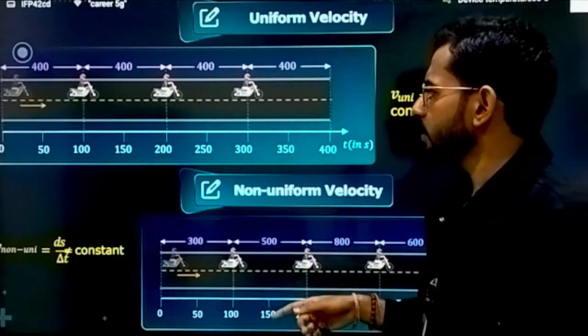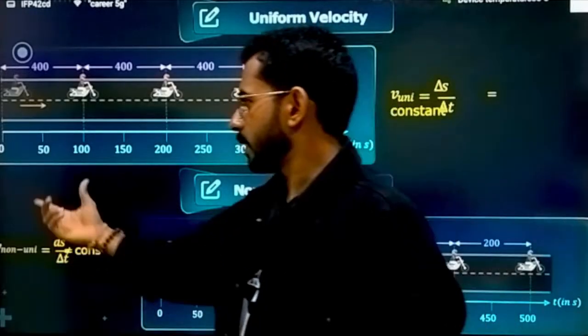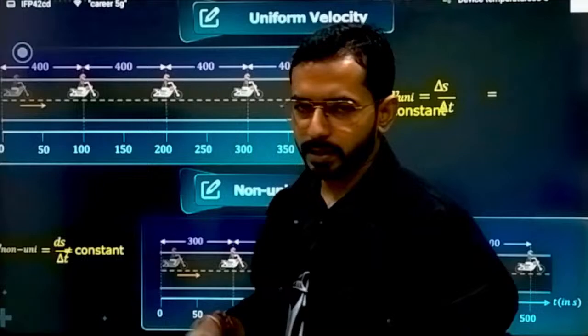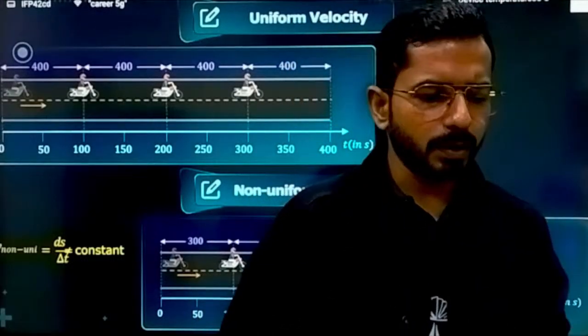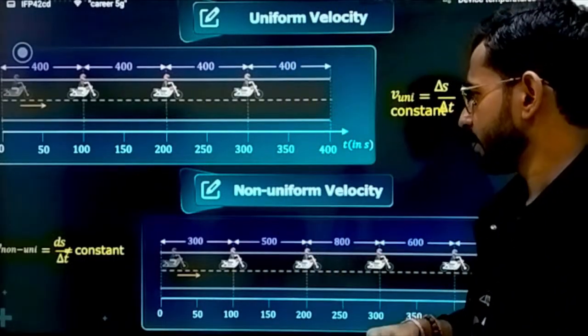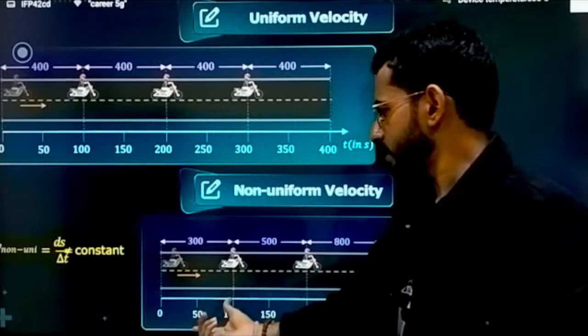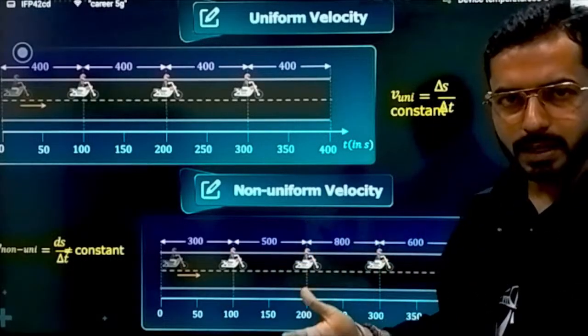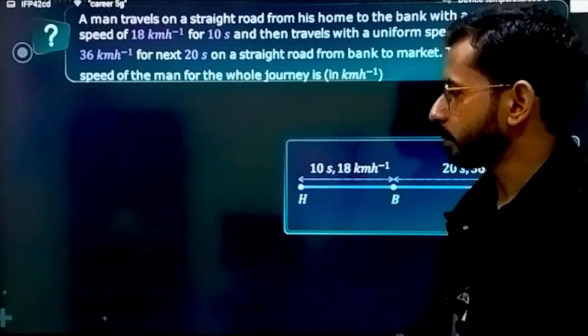Correct? Uniform speed, again you can say the same kind of things here. 0 to 100 seconds 400 meter, 100 to 200 again 400, 200 to 300 again 400 meter. So it is covering a uniform distance in uniform time intervals. Non-uniform: 100 in 100 seconds 300, again next 100 seconds 500, next 100 seconds 800. So this kind of motion is called non-uniform motion.